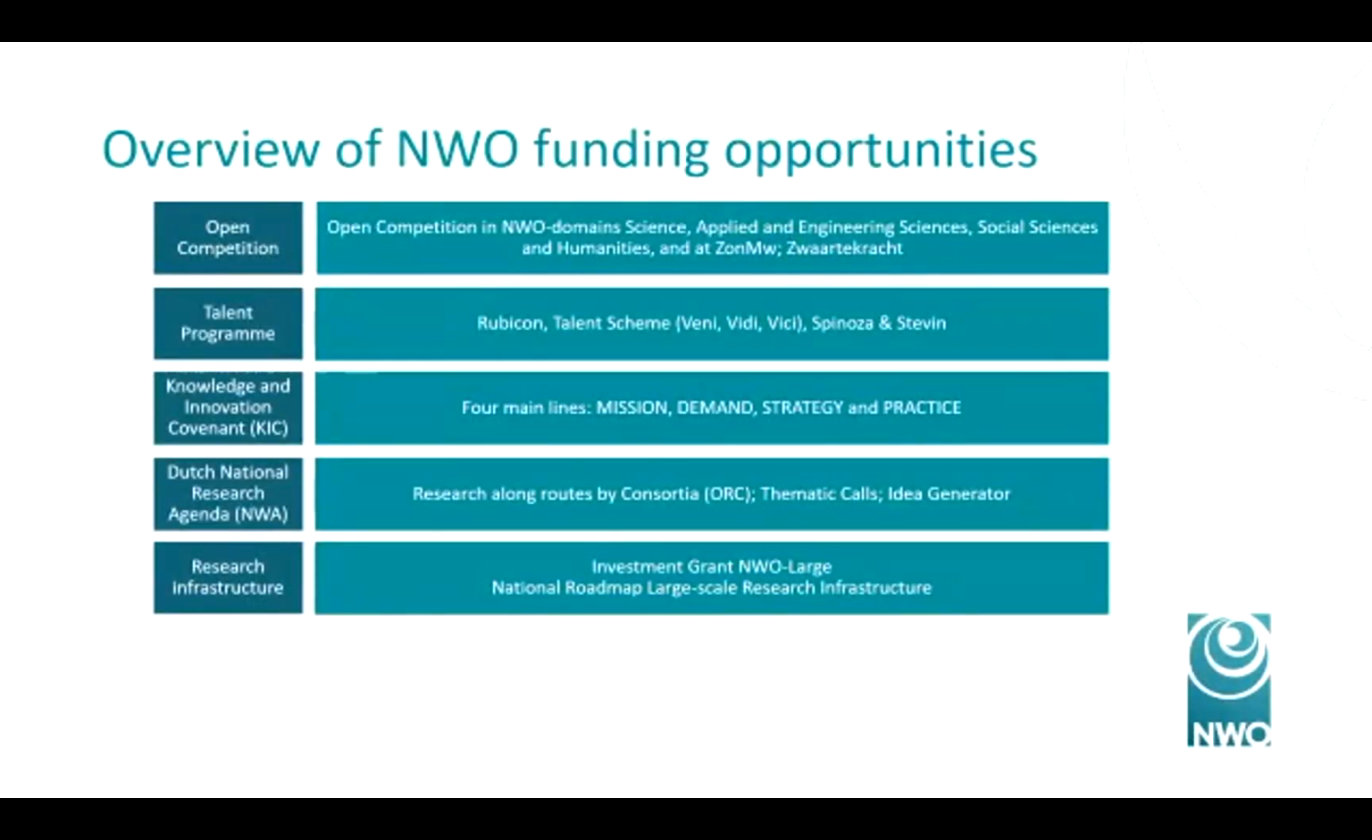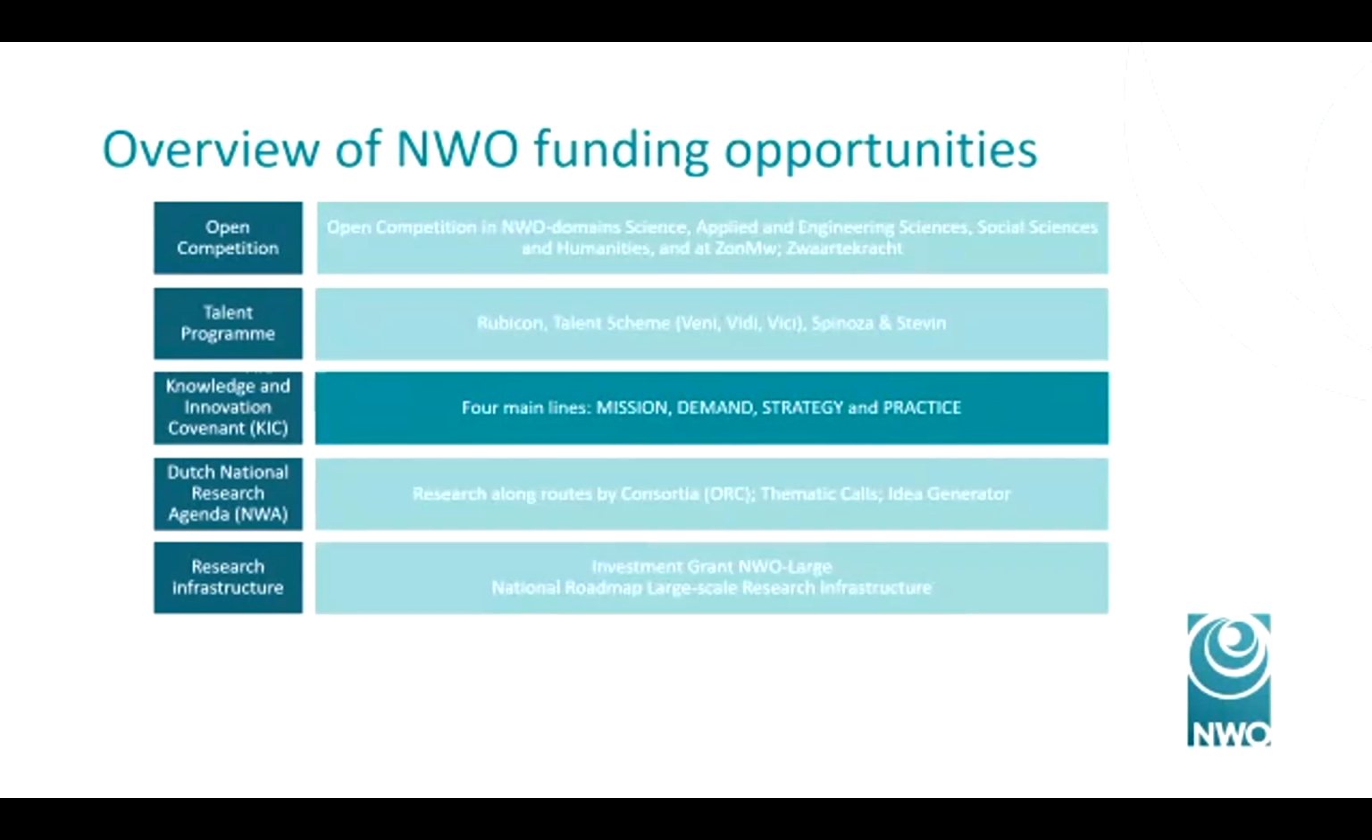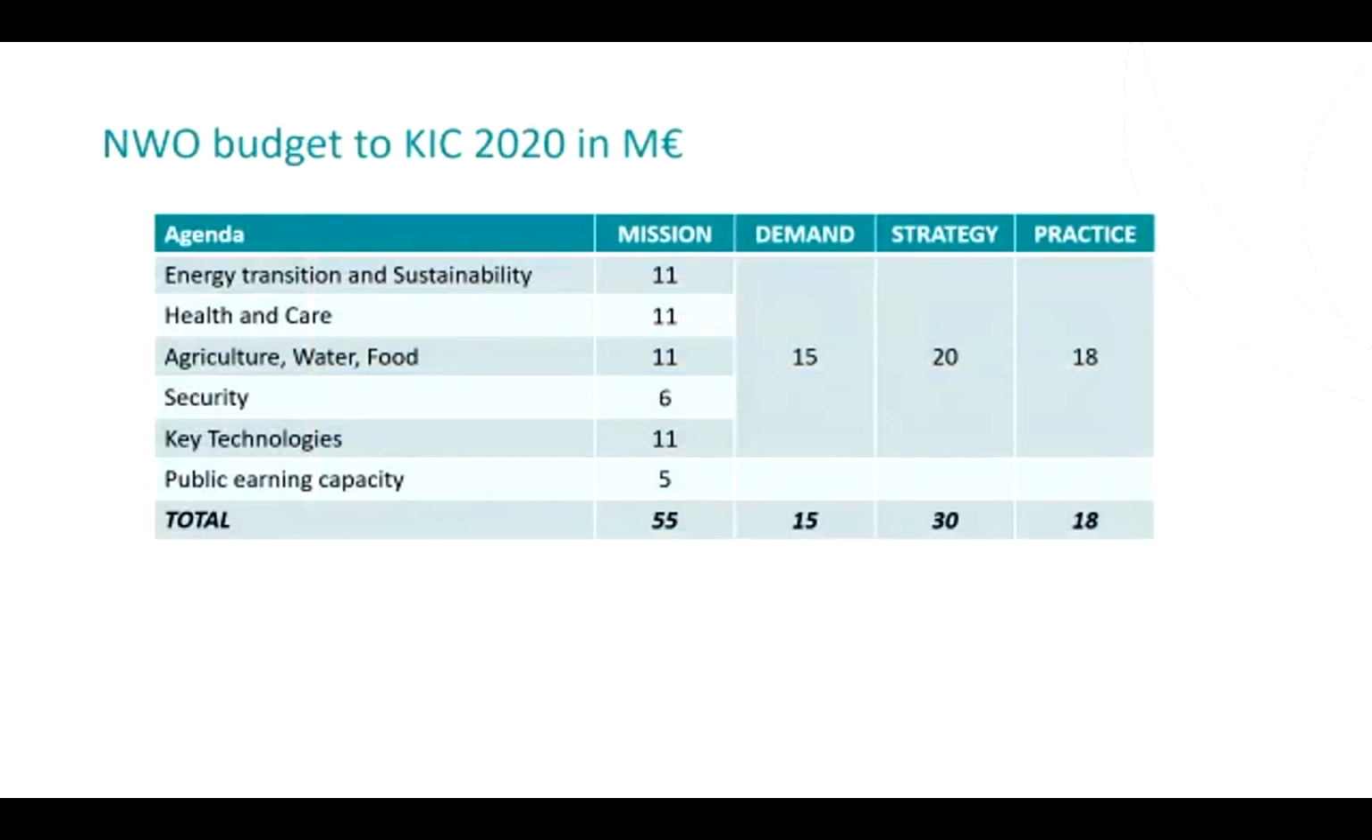So, well, the next picture, where you can place the KIC program in the whole NWO instrumentarium. It's one of the 5 main lines, highly connected together with the Dutch research agenda towards societal impact. And in the KIC, the budget is about 100 million euro each year, which is approximately 1/10 of the total NWO budget.